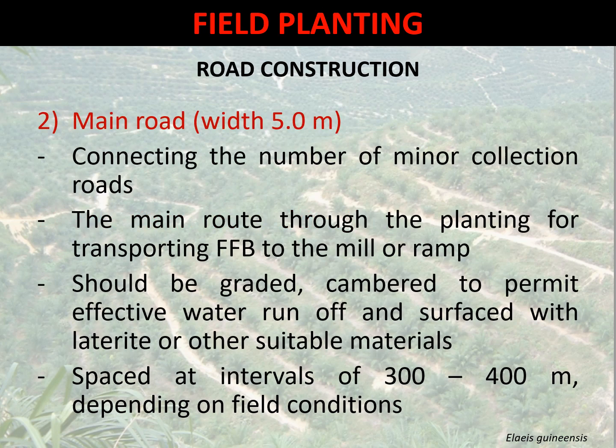The next one is the main road with a width of 5 meter. This is the road that connects the number of minor collection roads. It is the main route through the planting for transporting fresh fruit bunches to the mill or ramp. It should be graded, chambered to permit effective water runoff, and surfaced with laterite or other suitable materials. The space is often at intervals of 300 to 400 meters, depending on the field conditions.